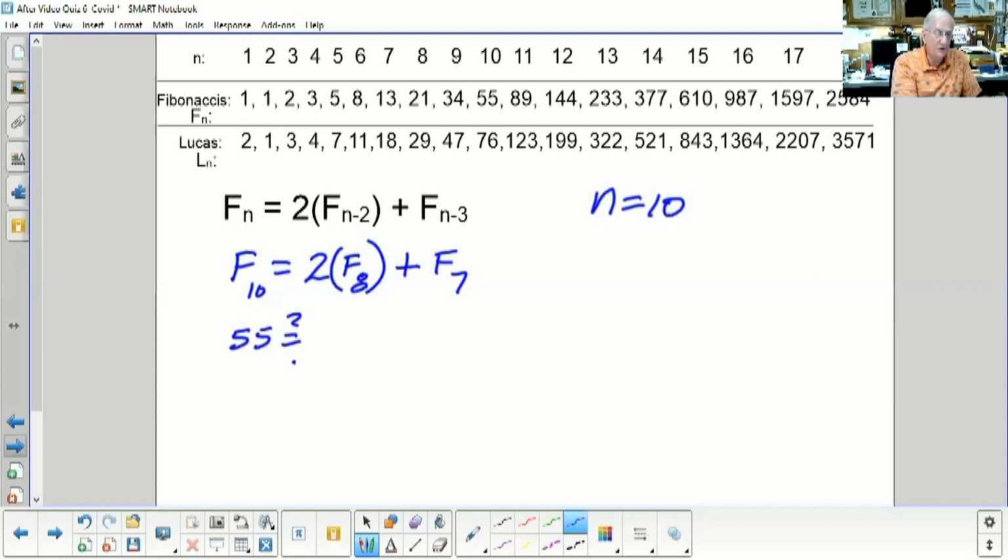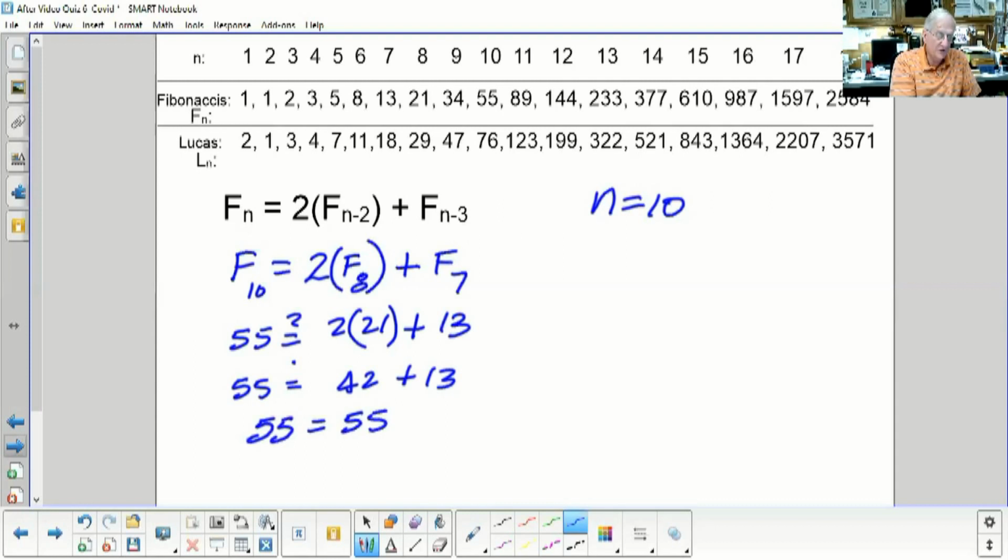Is that equal to 2 times Fibonacci number 8, which is 21, increased by Fibonacci number 7, which is 13? Well, if I double 21, I get 42, and if I add 42 and 13, I do indeed get 55. So this checks out. So the left side will indeed equal the right side.